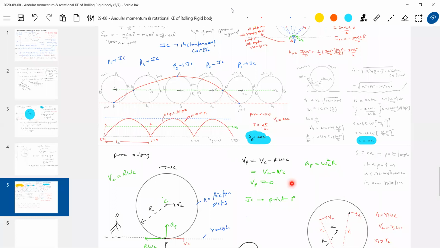So which is the best way of studying the motion of a rigid body in pure rolling? It's about the instantaneous center. And the axis passing through the instantaneous center is called the instantaneous axis of rotation.